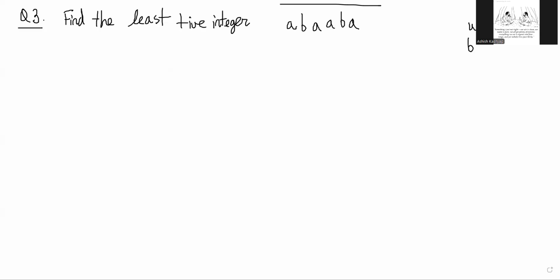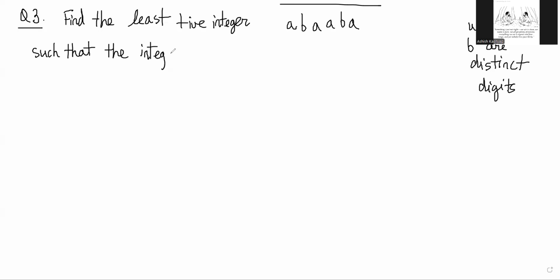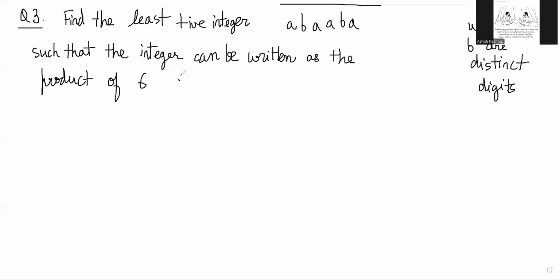Find the least positive integer of the form ABAABA, where A and B are distinct digits, such that the integer can be written as the product of six distinct primes.